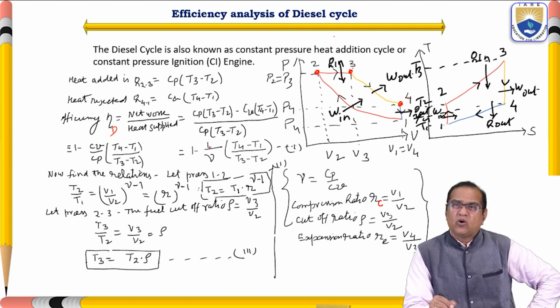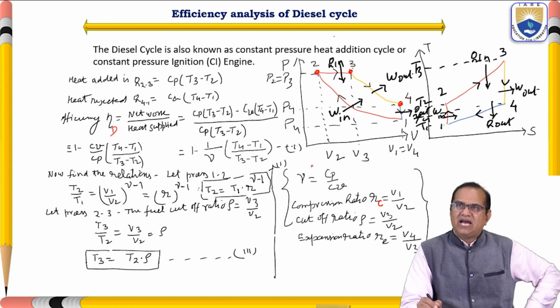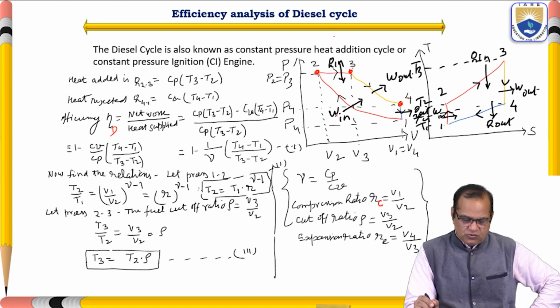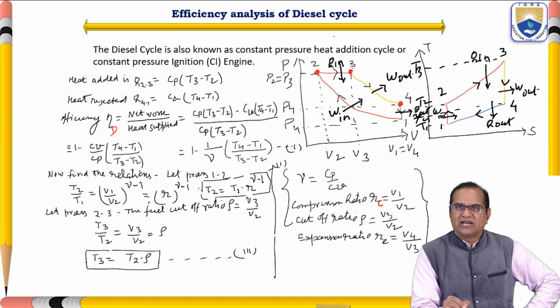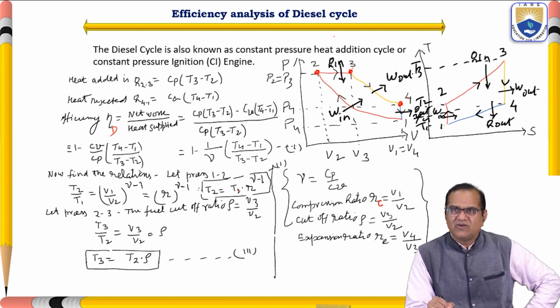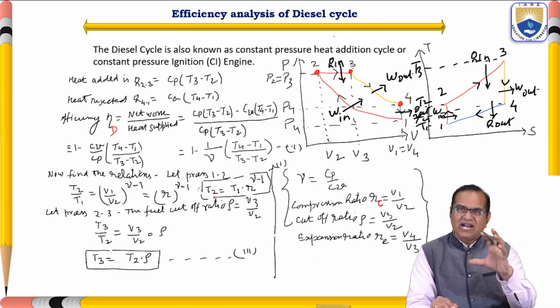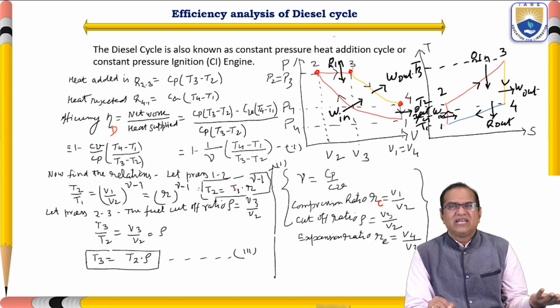So here we got 1 minus 1 by gamma, (T4 minus T1) divided by (T3 minus T2). Now we have to find the relation using the isentropic process 1-2. We can see that T2 by T1 is equal to (V1 by V2) to the power gamma minus 1. Here V1 by V2 is r, the compression ratio, so T2 is equal to T1 r to the power gamma minus 1. So we have got T2 with respect to T1. Now we will find T3 and T4 the same way.